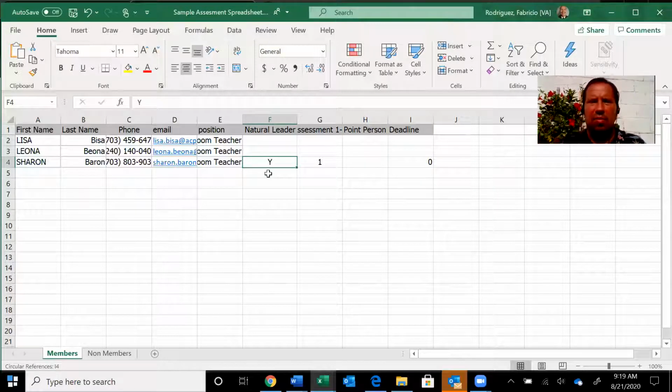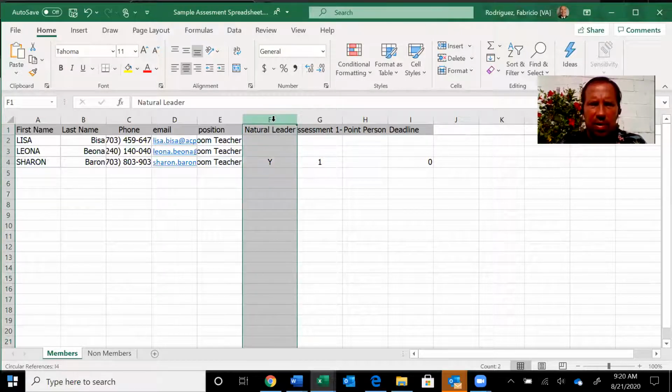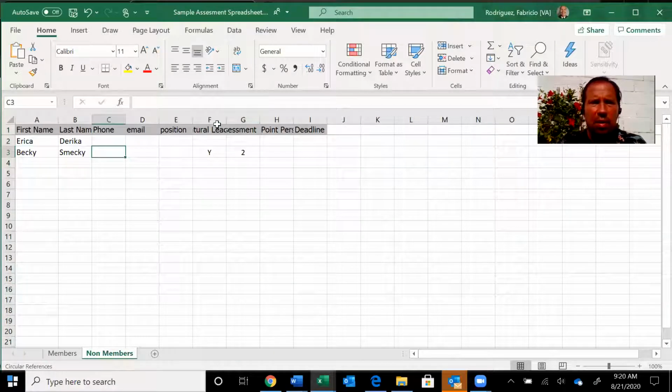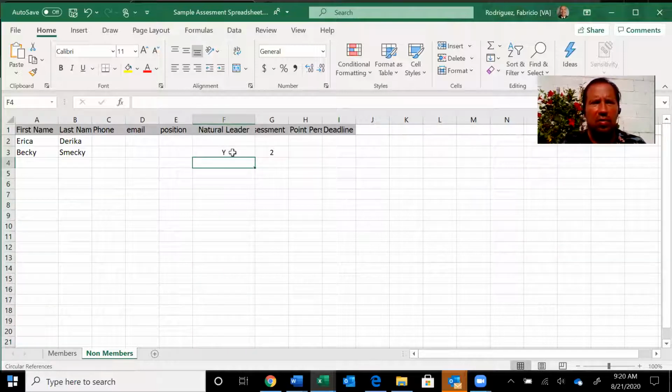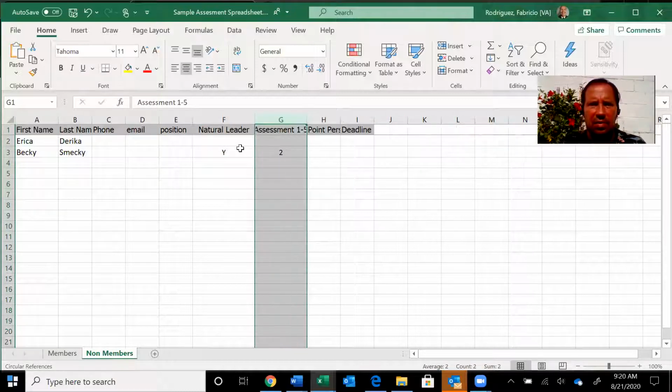So naturally that's going to be your reps, but we're looking for folks that are not already and currently playing a role, an active role in the association. So you do the search for natural leaders, column F, first with your members, and then you do it again also for non-members. There are natural leaders in the building that aren't in the association at all, and your reps probably know who they are. So here, Becky Smecky is a natural leader and not a union member. Okay, so we do that sift.